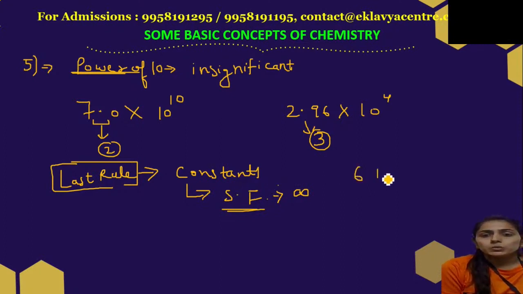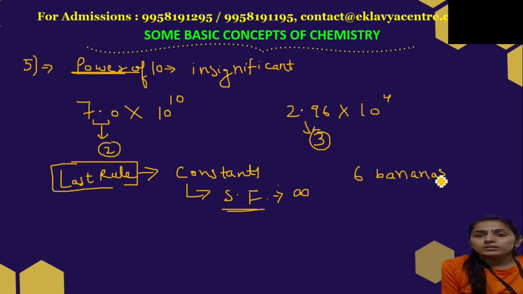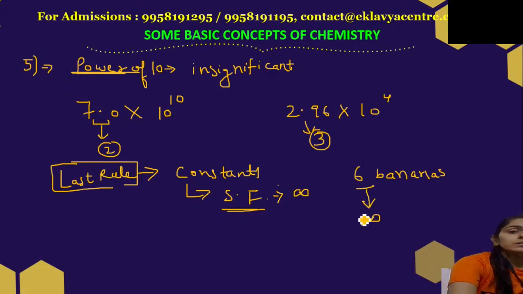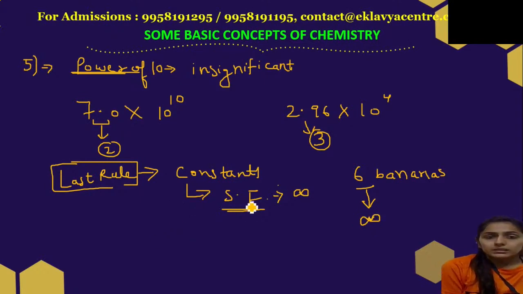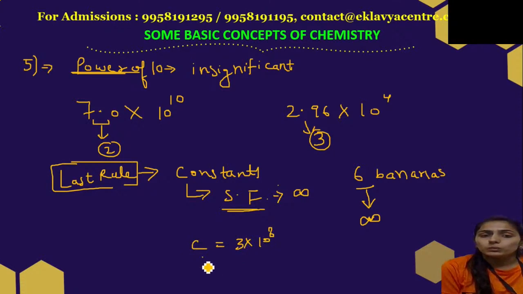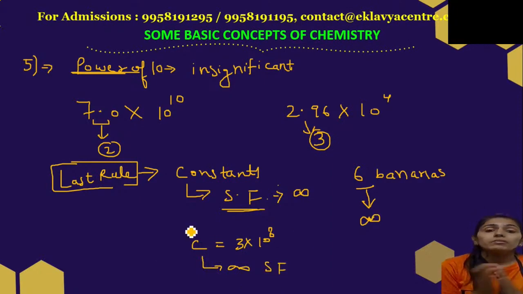Suppose I ask you, go to the market and buy 6 bananas for me. So how many significant figures do we have? We have infinite significant figures because there is no uncertainty in this case, right? So the number of significant figures will be infinite. Suppose the speed of light is 3 times 10 to the power 8. You might say that it has only one significant figure, but no, it has infinite significant figures. Even Planck's constant, Avogadro's constant, they all have infinite significant figures.